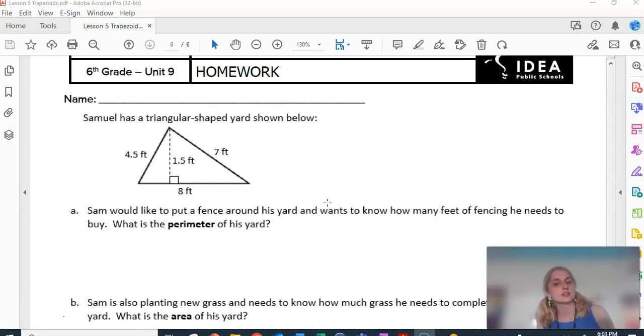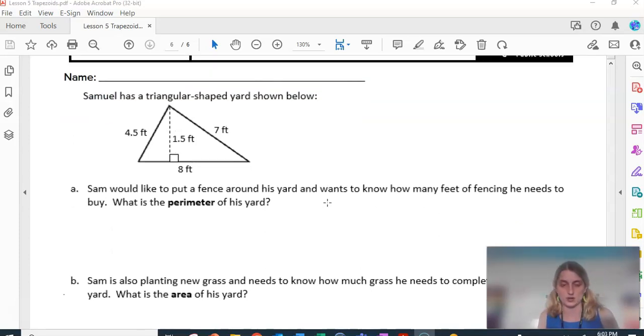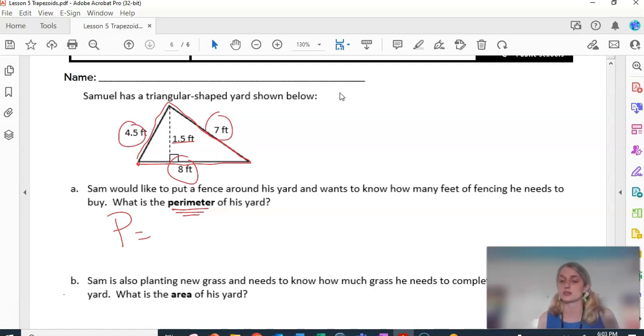Samuel has a triangular shaped yard. Triangles have a different area formula, but this first question we have to read closely actually asks about the perimeter. Perimeter is when you put a fence around something, which is what the actual question is talking about. If you start here and you put a fence all the way around your triangular shaped backyard, what number do you not include in perimeter? Well, the one we didn't pass by. This 1.5 feet is not used for perimeter. So perimeter is adding. You're going to add up these 3 measurements to find your perimeter. Include your units.